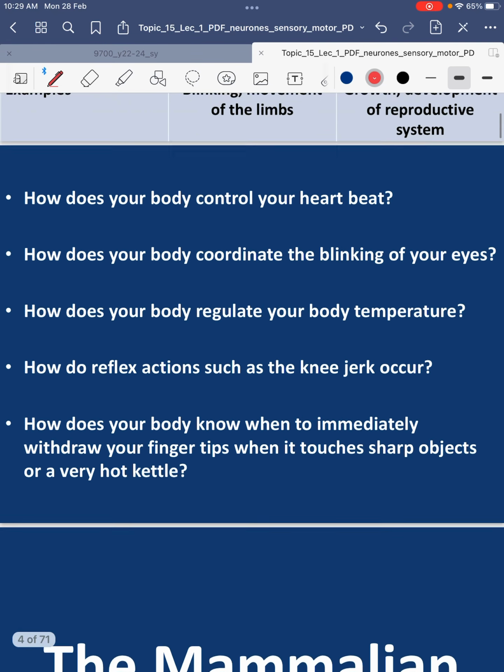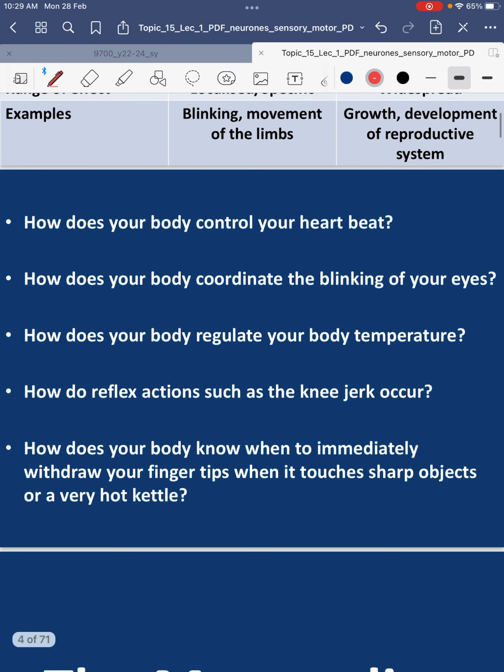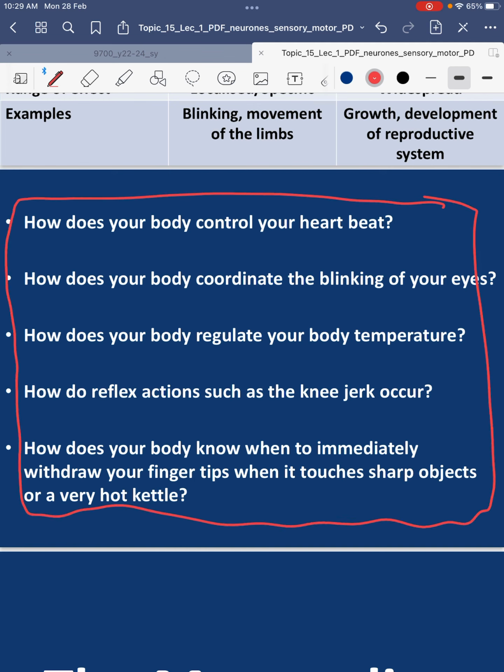Right, because we're going to look at the nervous system, these are some of the questions you should pose. For example, how does your body control the heartbeat, blinking of the eyes, regulate body temperature? What about the reflex action? I'm pretty sure you've heard or studied this before, also known as the knee-jerk action. How does your body know when to immediately withdraw your fingertips when it touches sharp objects or a very hot kettle?